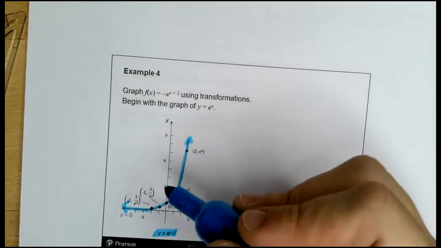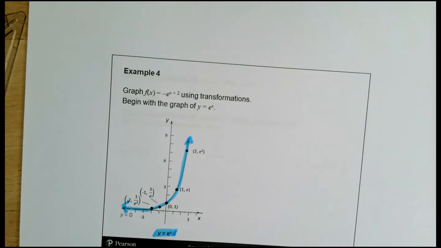I'm very bad at approaching these asymptotes without crossing them. Please know that they should not be crossed.